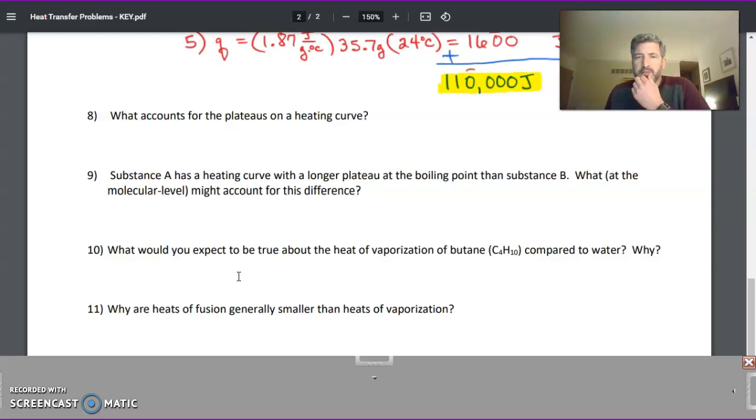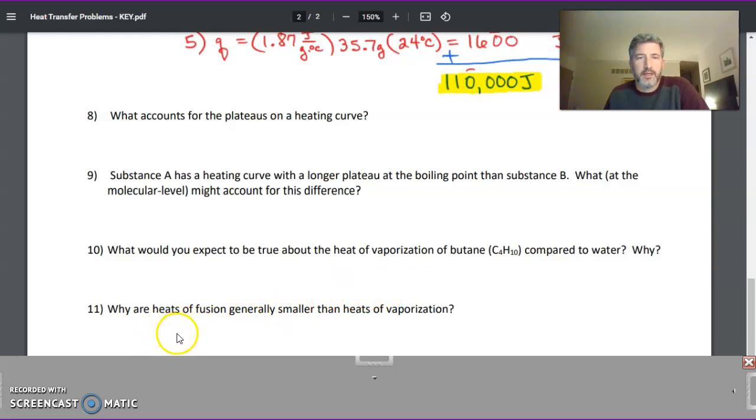Number 10, what would you expect to be true about the heat of vaporization of butane compared to water, and why? Well, I would expect the heat of vaporization of butane to be much smaller than water. And the reason is if you were to draw the C4H10 out in a Lewis structure, you would get a very symmetrical and non-polar molecule. And so non-polar molecules are going to have weaker intermolecular forces. It is quite a bit bigger than water, but still, it's a non-polar molecule, and so we would expect it to have a smaller heat of vaporization.